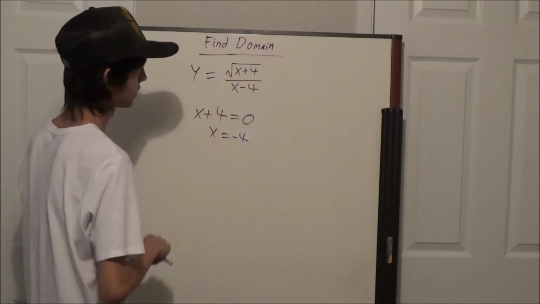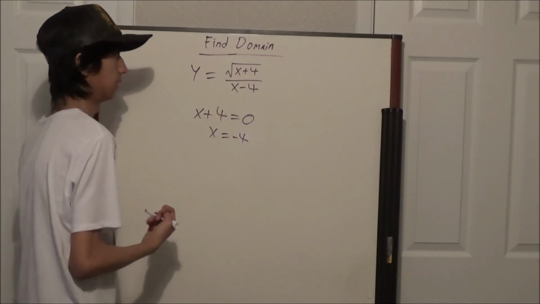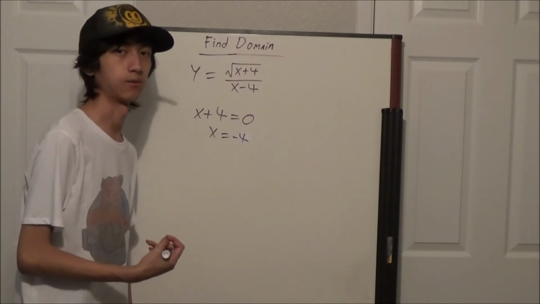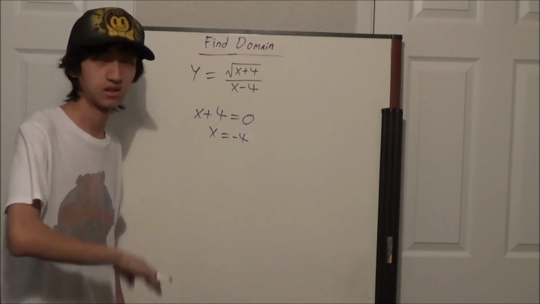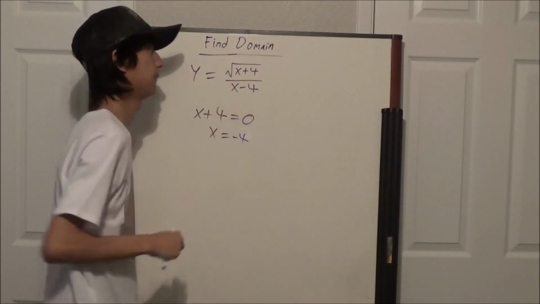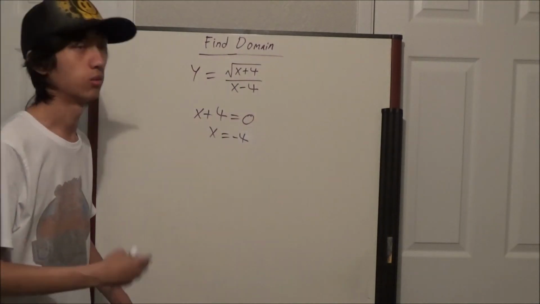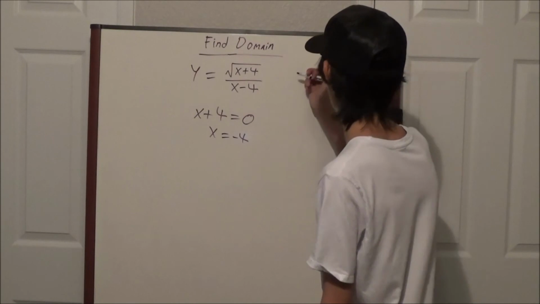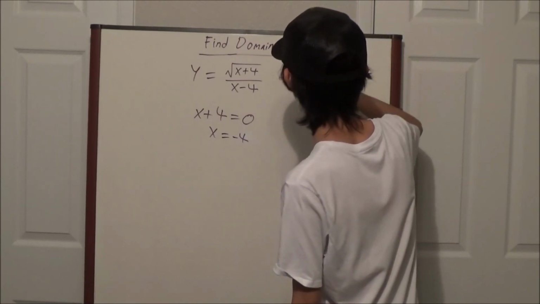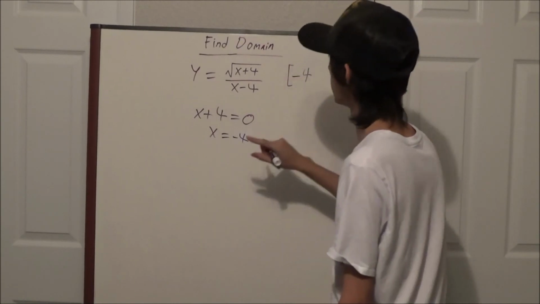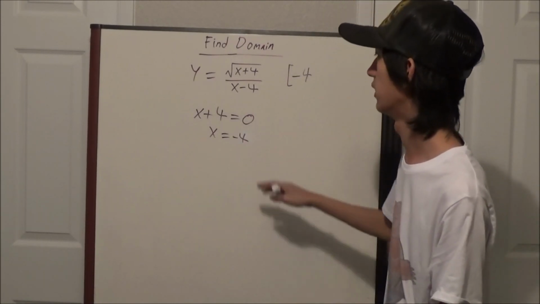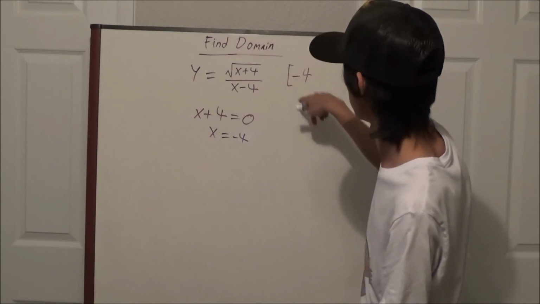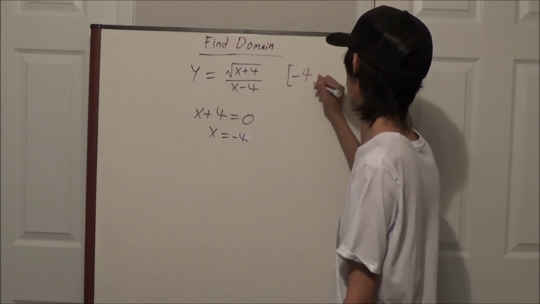Because x is on the left side, we know that x cannot be less than negative 4. Because if x is less than negative 4, for example negative 5, plug in negative 5, you end up with a negative number in the square root, which you cannot have. So we cannot have any number less than negative 4. Sorry, that's not parentheses. Bracket. Because you can plug in negative 4. It is okay to plug in negative 4 because it will just be 0 and that's okay. So a bracket for negative 4.